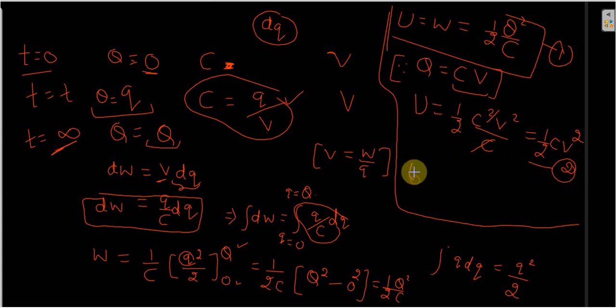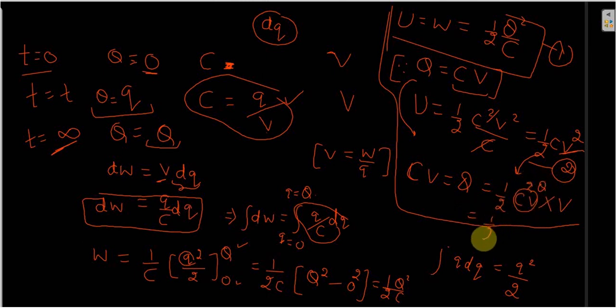And we also know CV is equal to Q, again from this formula. So we can rewrite equation 2: CV square, V square you can write as V into V. You know CV is equal to Q, so you can put CV equal to Q. Finally you get half QV. So this is your potential energy. Now we have derived 3 formulas for potential energy: first, second and third. All these formulas will help you to solve numerical problems.